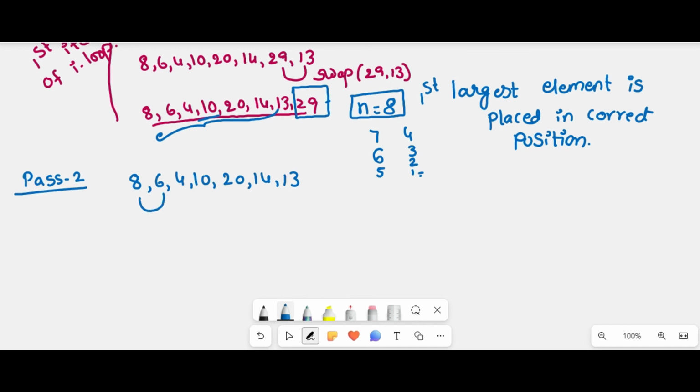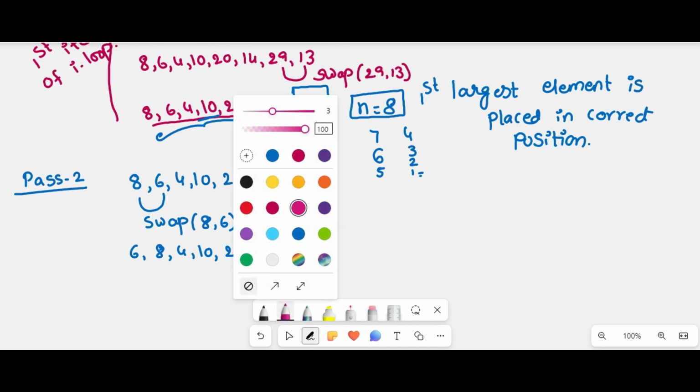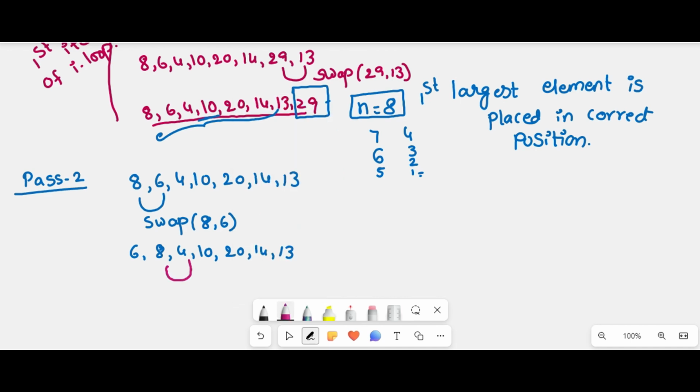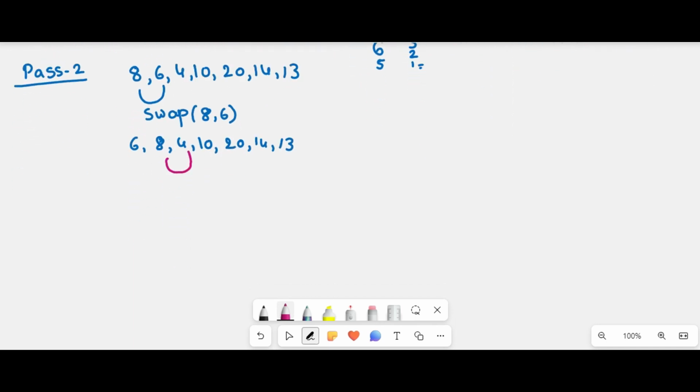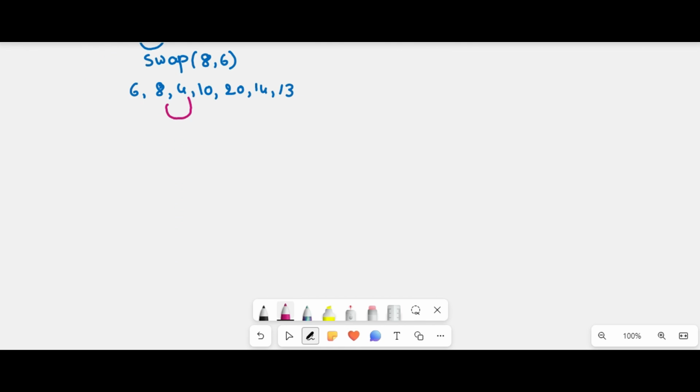Compare 8 and 6. These two are not in proper order. So swap 8, 6. Then the array is 6, 8, 4, 10, 20, 14, 13. Next, compare these two. These two are not in proper order. Then again we have to swap. So swap 8 and 4. Then the array is 6, 4, 8, 10, 20, 14, 13.